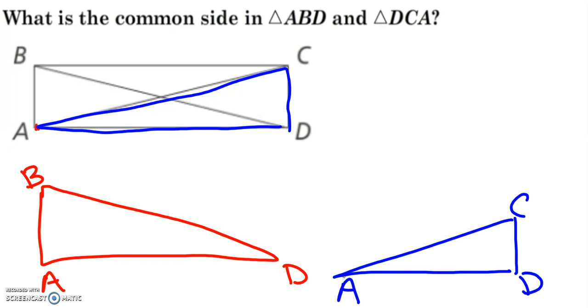So the question is, what is the common side of the triangles? You have to look at the two triangles that we just drew and say, okay, what's the similarity? And you can see the similarity is in side AD. So the common side is side AD.